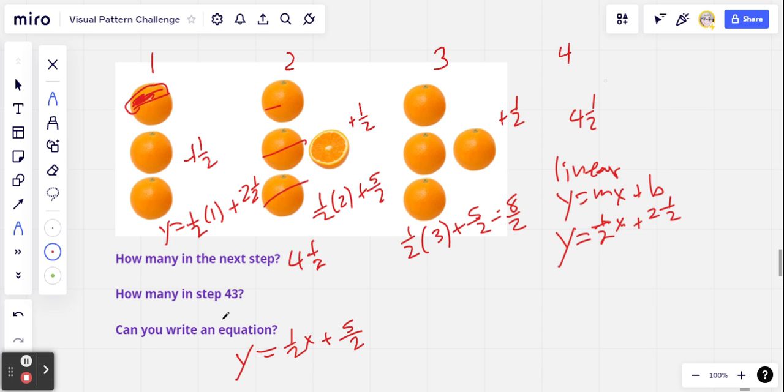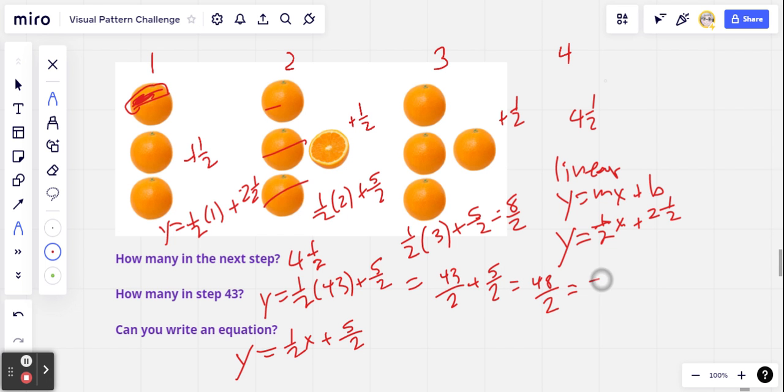Now let's calculate how many in step 43 by plugging in 43 for x. So y equals 1/2 times 43 plus 5/2. So that's going to give us 43/2. 43 times 1/2 is 43/2 plus 5/2. And that's 48/2. And 48 divided by 2 is 24. So there are going to be 24 oranges in step 43.